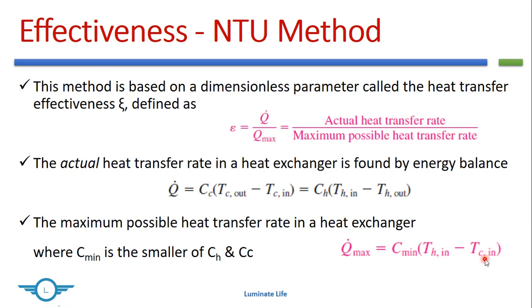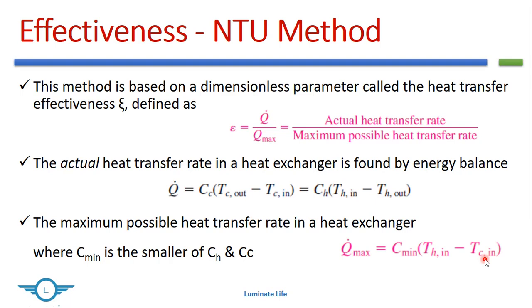So for example, hot water is coming in at 100 degrees centigrade and we are passing cold water at 30 degrees centigrade. The possible scenario is either we reduce the temperature of the hot water from 100 degrees centigrade to 30 degrees centigrade, or we can heat the cold water from 30 degrees centigrade to 100 degrees centigrade. So these are the two possibilities.